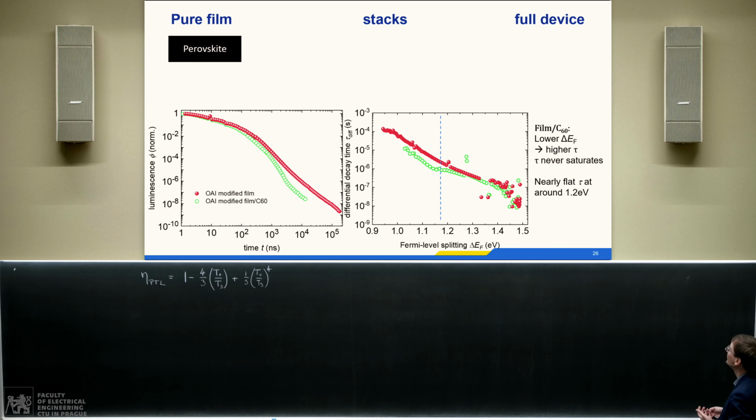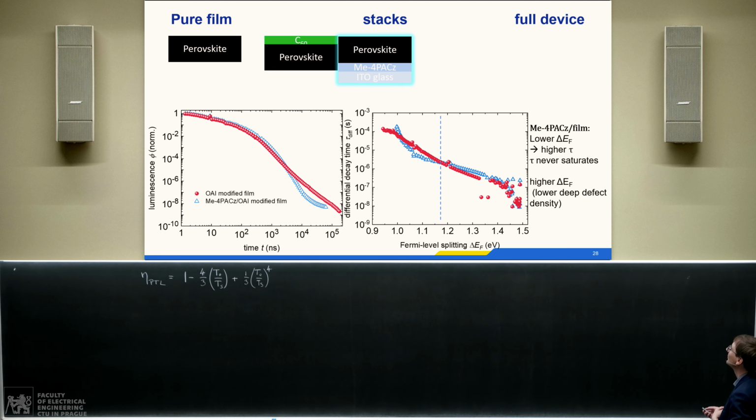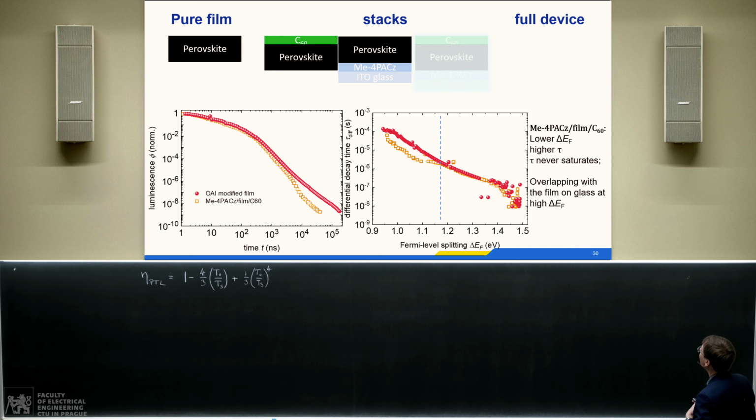So this is the film. This is the film with C60 in red. You can again see the C60 is doing something bad, but it's not a complete disaster. Then we go to the steady state, I skip over this. Then we go to film on the hole transport layer, this self-assembled monolayer Me-4PACz here. It's also still quite similar, not a big difference, a little bit. And then we go to both transport layers, still similar.